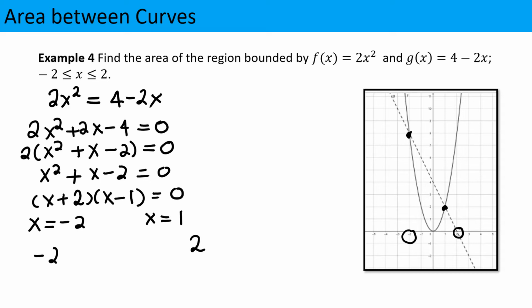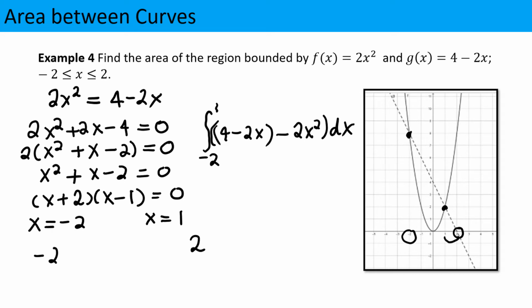So going from the left to the right, from −2 to the point of intersection 1, we see that the dashed curve, which is the line, is on top. So we'll have 4 − 2x minus the parabola, which is 2x², and we'll integrate that with respect to x. Now, from 1 to 2.